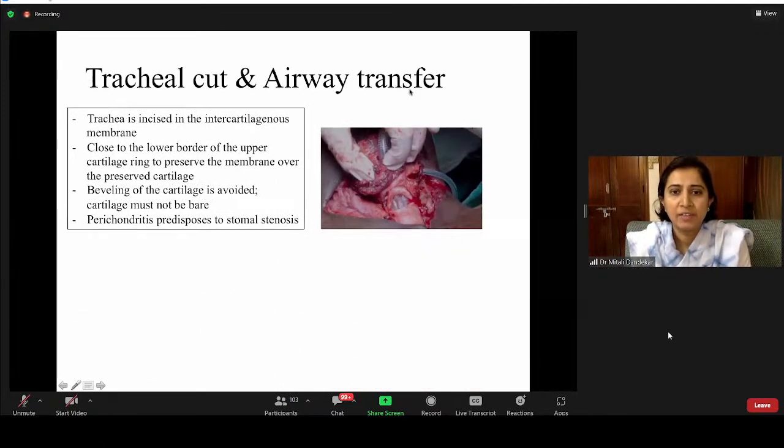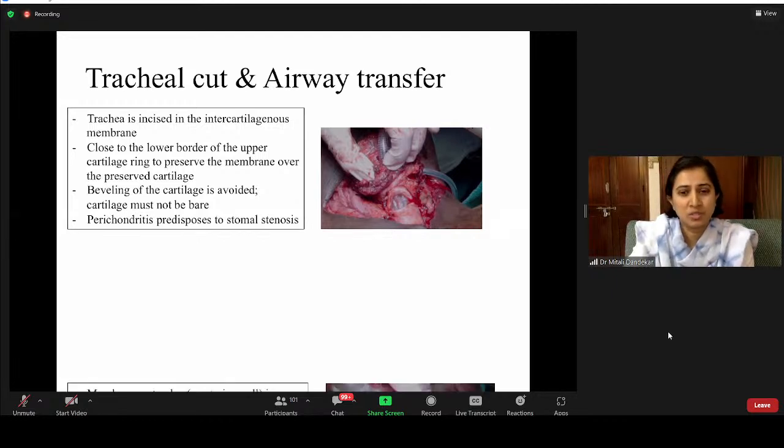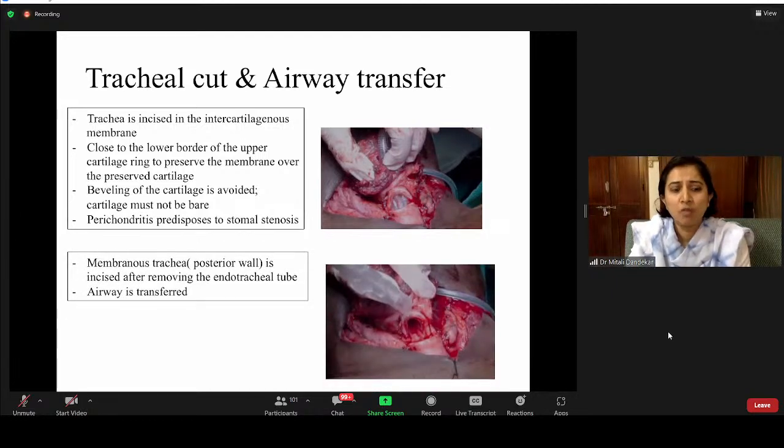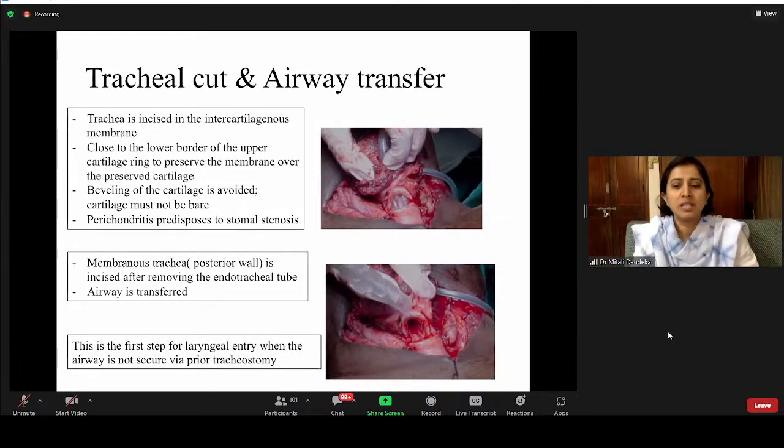Tracheal cut and the airway transfer. The trachea is incised in the intercartilaginous membrane close to the lower border of the upper cartilage to preserve the membrane over the preserved cartilage. Typically beveling of the cartilage is avoided because it would expose the cartilage, and perichondritis predisposes to stomal stenosis. The posterior wall, that is the membranous trachea, is incised after removing the endotracheal tube, and the airway is transferred. So this step is the first step for laryngeal entry when the airway is not secure with a prior tracheostomy.